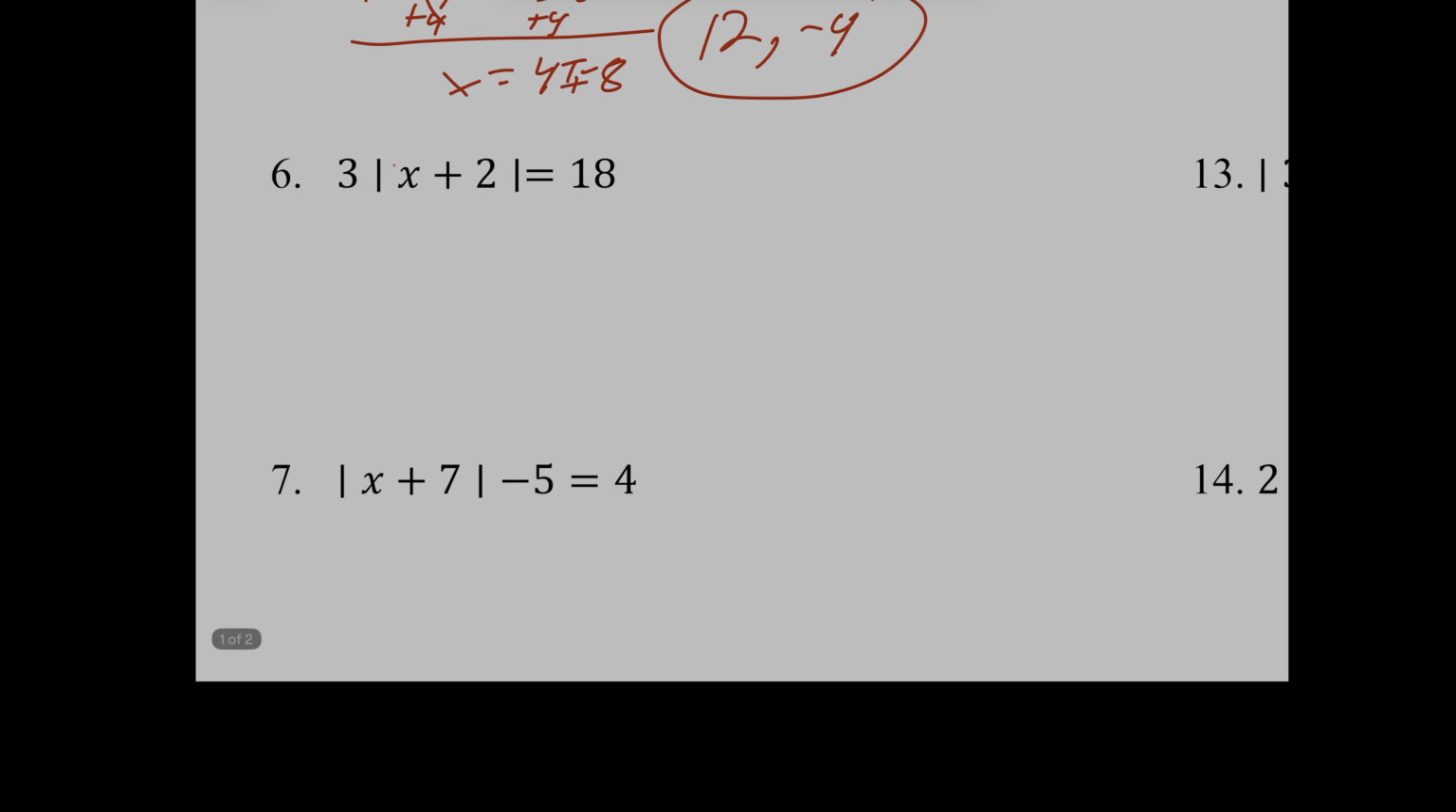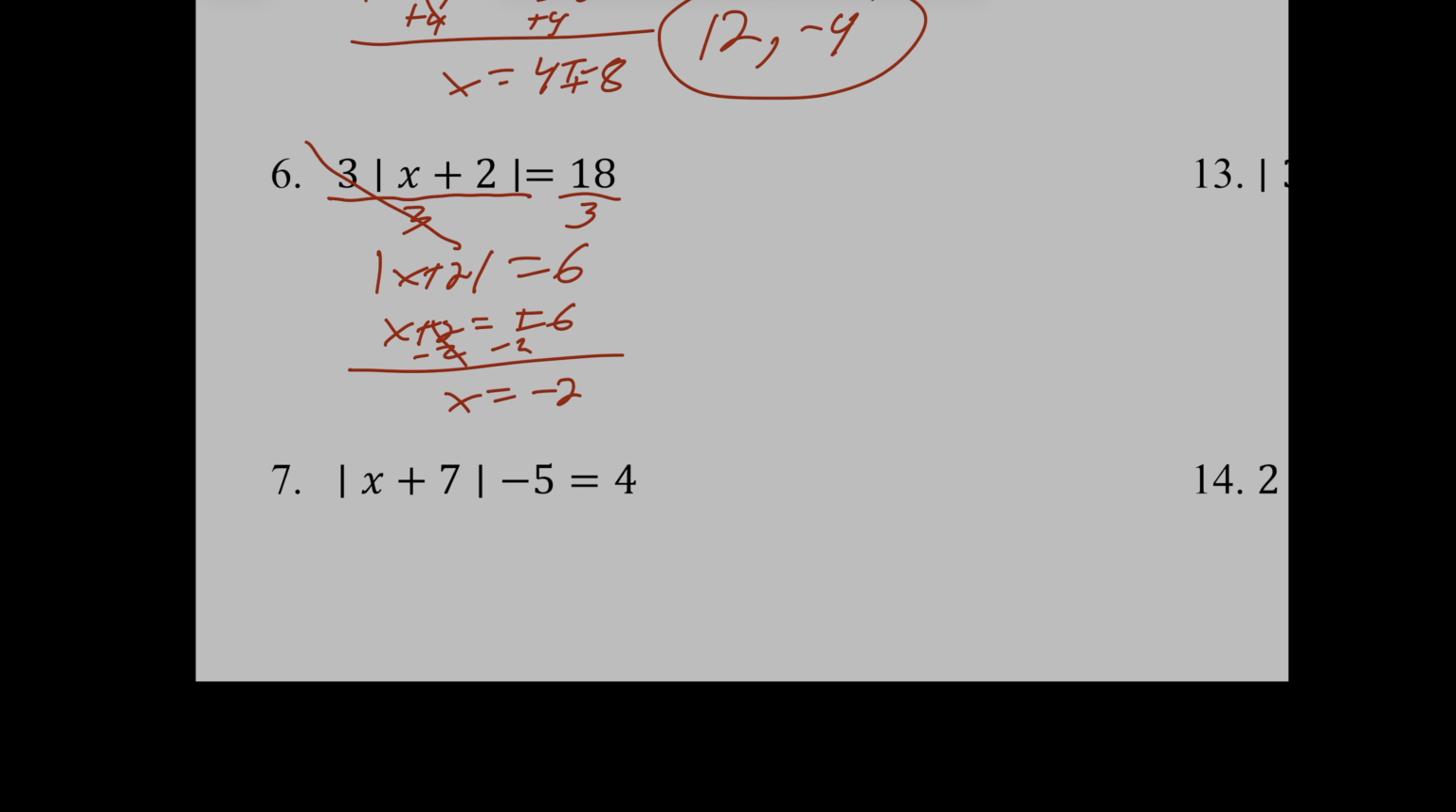This one, the 3 is in front. Well, if you have a number in front, treat it like it's a parenthesis. And all I have to do is divide by each of these. Boom. And I'm left with absolute value of x plus 2 equals 6. Now I'm going to go, oh, no more absolute value. I'm just going to write x plus 2 equals plus or minus 6. And once I subtract 2 from both sides, I'm going to get x equals negative 2 plus or minus 6.